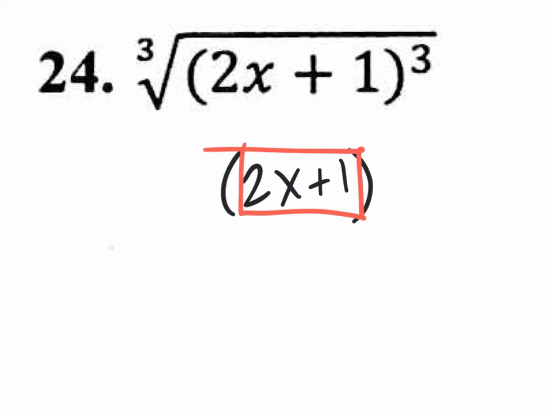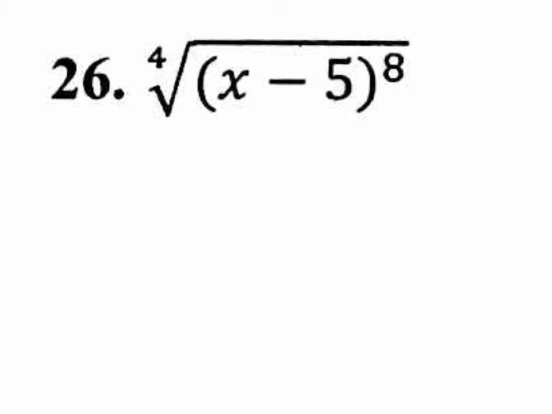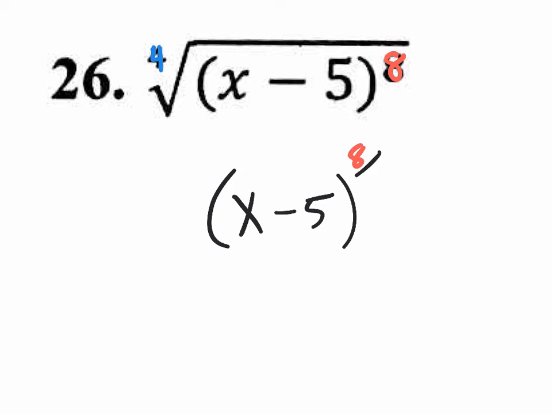Number 26. So right here, yeah, we need that skill of rewriting our radical as a rational exponent. So our base in this case is x minus 5. And then we're going to put the power 8 divided by the root 4. So we're going to put 8 divided by 4, and that is 2. So what we really have here is x minus 5 to the second power.